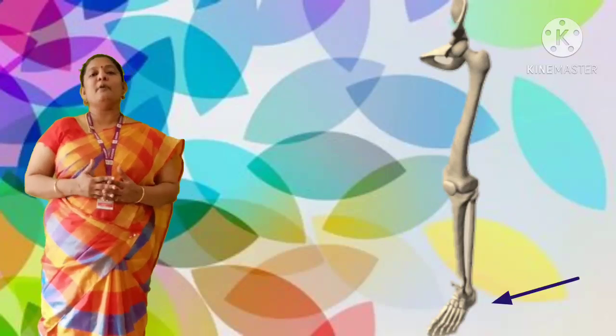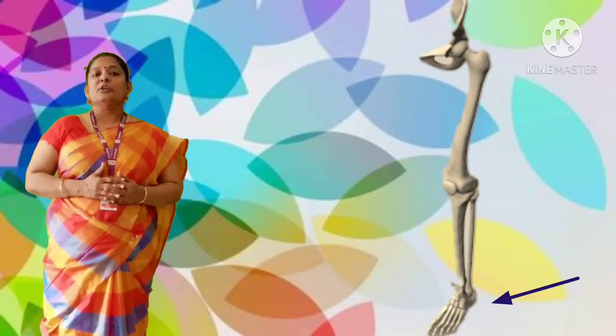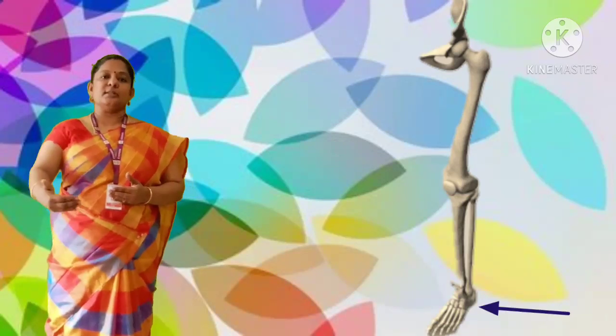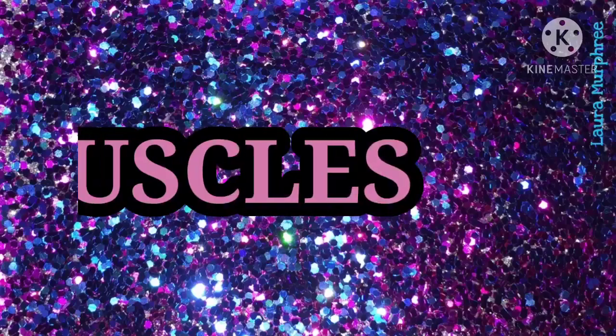Next, if you go down, the ankle region is made up of tarsals. What's the name of the bones present in the ankle region? Tarsals. In our foot region, we have metatarsals. In the toes region, what's the name of the bones? Phalanges.